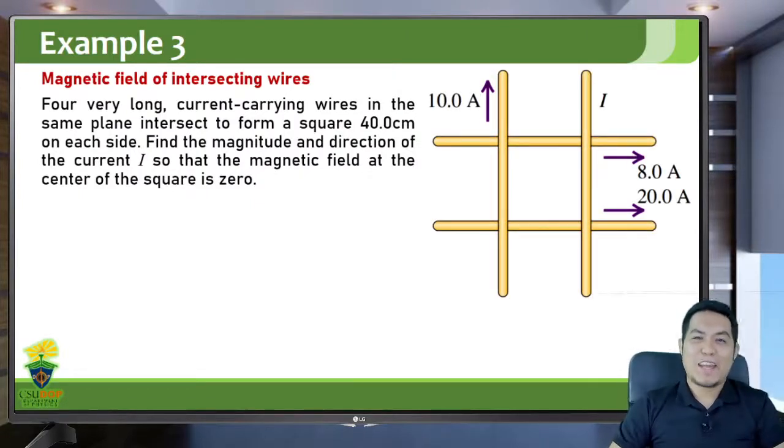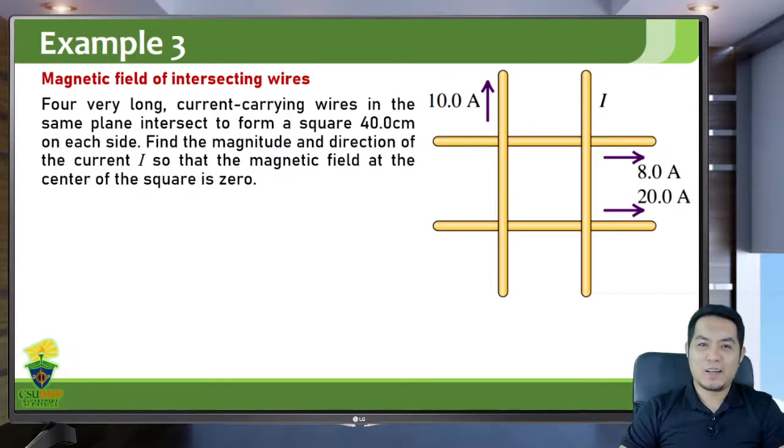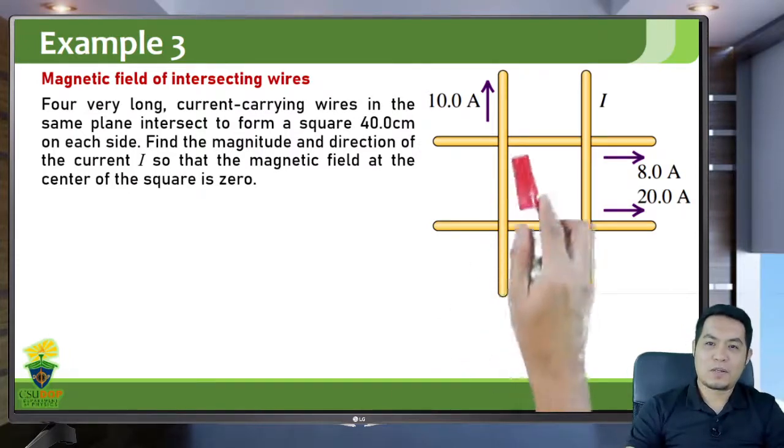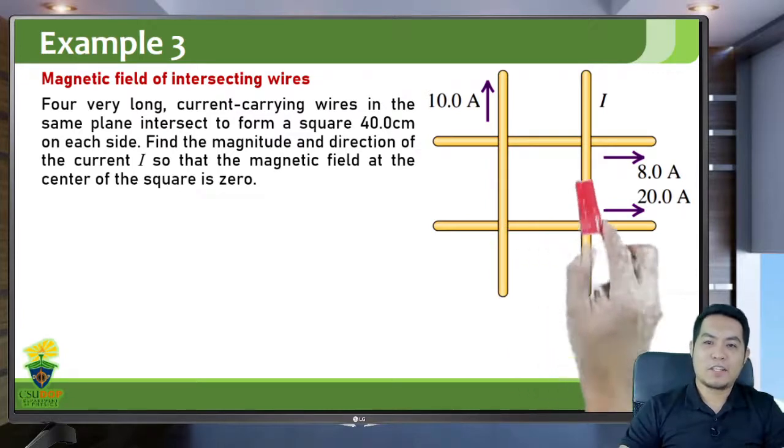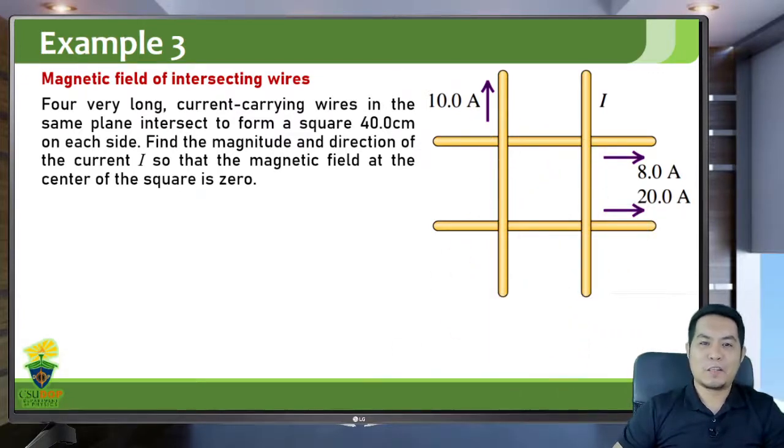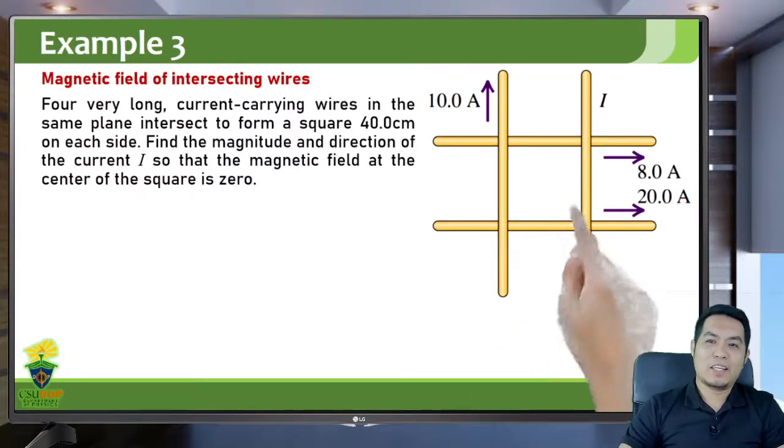So, magnetic field of intersecting wires. You have 4 very long current-carrying wires that lie on the same plane. They intersect to form a square, 40 centimeters on each side. This is now our square. The length of each side of the square is 40 centimeters. Find the magnitude and direction of the current I.